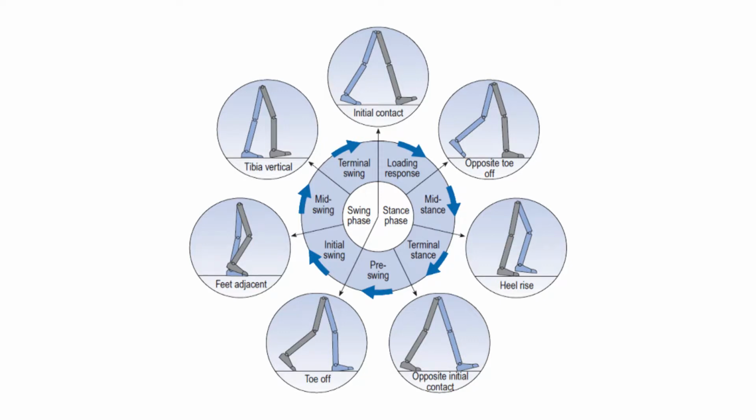This diagram shows the 7 events and 7 periods associated with a normal gait cycle. The 7 events are initial contact, opposite toe off, heel rise, opposite initial contact, toe off, feet adjacent, and tibia vertical. The periods between these events are loading response, mid-stance, terminal stance, pre-swing, initial swing, mid-swing, and terminal swing. Now we will show you an example of these events and periods in normal gait.